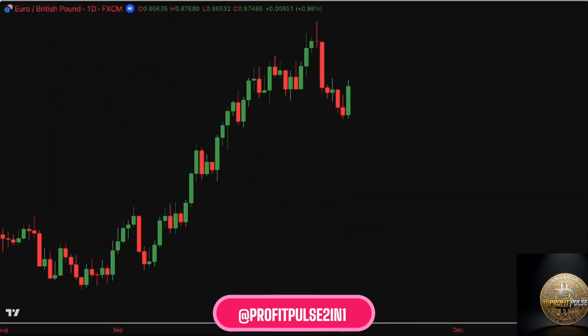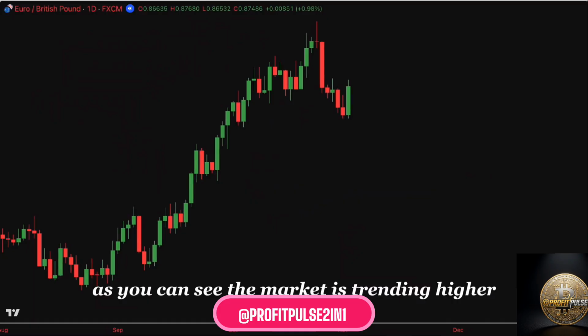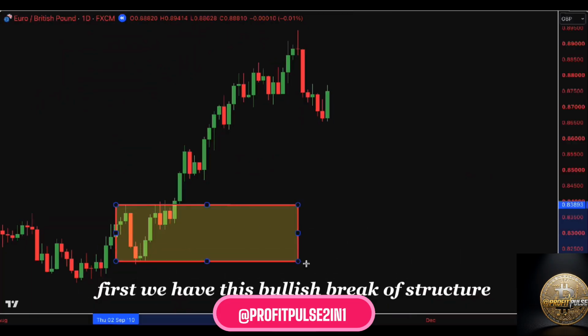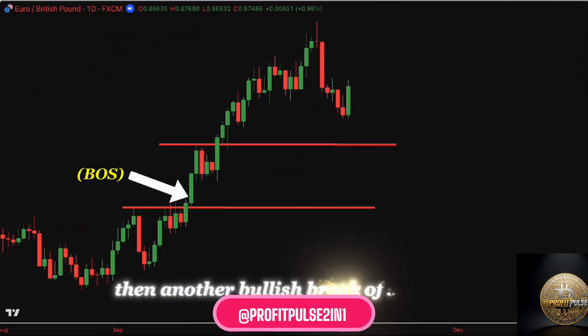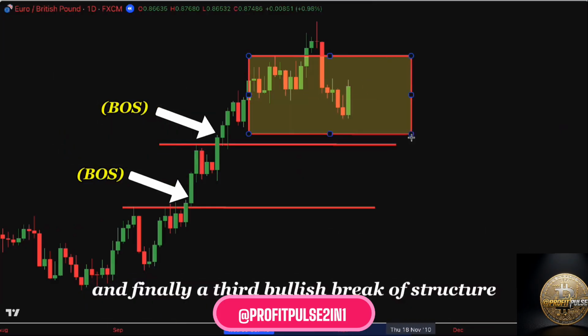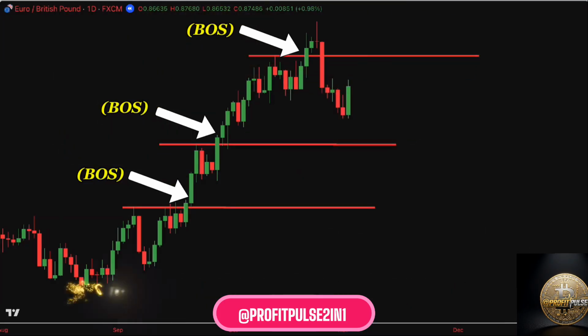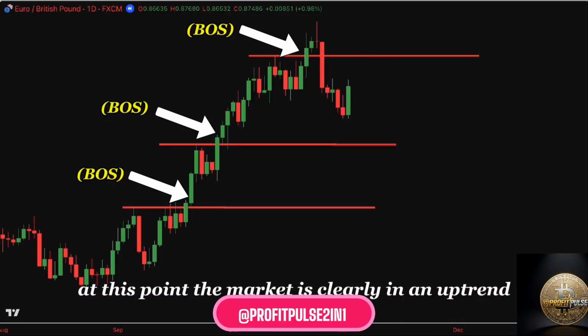Look at this chart example. As you can see, the market is trending higher. First, we have this bullish break of structure, then another bullish break of structure, and finally a third bullish break of structure. At this point, the market is clearly in an uptrend.